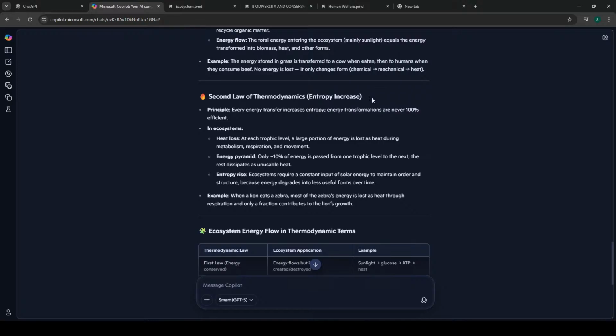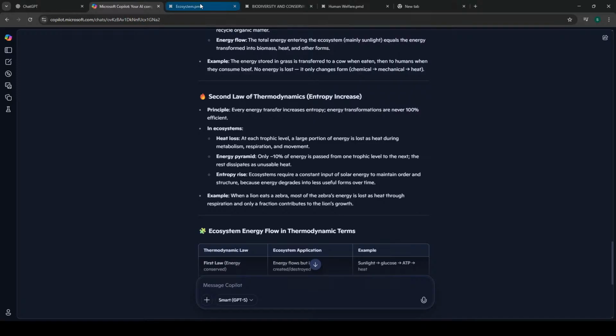Second law of thermodynamics: entropy increases. Every energy transfer increases entropy. Energy transformations are never 100% efficient, meaning in an ecosystem there will be heat loss. At each trophic level, a large portion of energy is lost as heat during metabolism, respiration, and movement. Energy pyramid: we'll see more about this in later topics of the same chapter, but let's just read it once. Only 10% of the energy is passed from one trophic level to the next. The rest dissipates as unusable heat. Entropy rise: ecosystems require a constant input of solar energy to maintain order and structure because energy degrades into less useful forms over time.